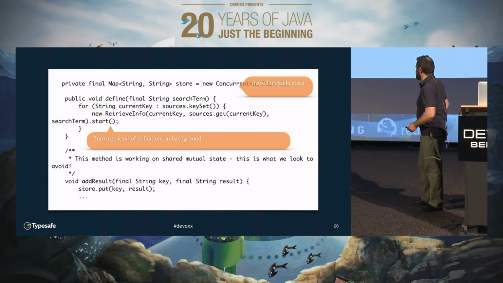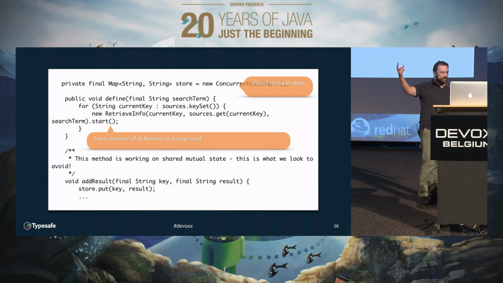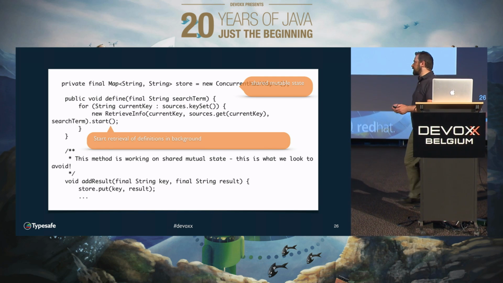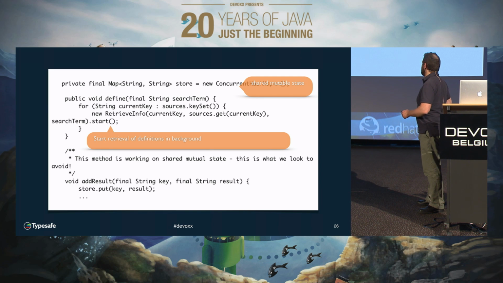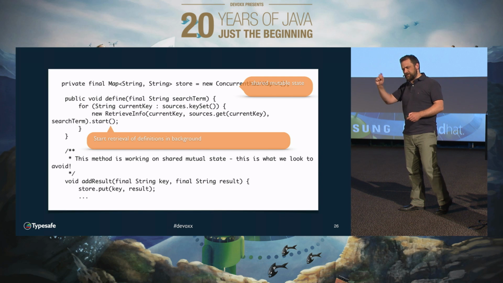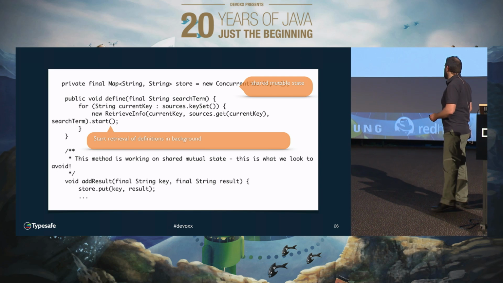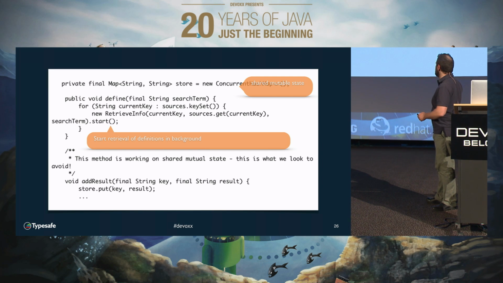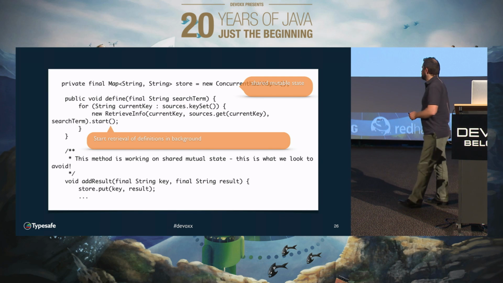And to start my parallel retrieval of my definitions, I start the fibers like I would start threads. So the retrieve info was my fiber. So I just say a new retrieve info. Oh, this is the key. The key, I think, is the name of the website. So at the end, I can still make the connection between the website I'm looking up and the definition, and my search term, of course. And the sources is just a list of the URLs per key.